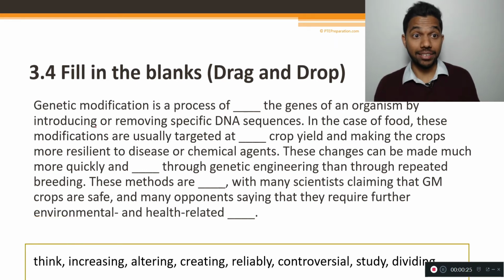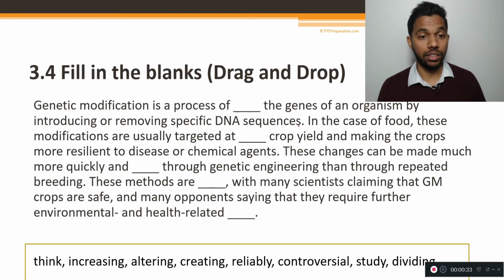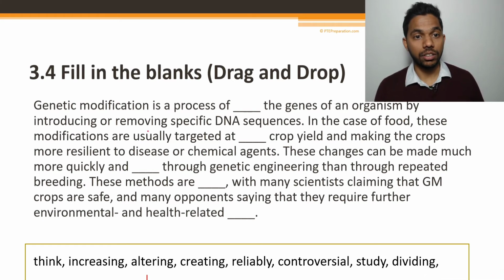So let's go through the passage. Gene modification is a process of blank the genes in an organism by introducing or removing specific DNA sequences. So my first guess would be the process of altering, because we're talking about modifying something. In the case of foods, these modifications are usually targeted at dash crop yield, increasing sounds appropriate, and making the crops more resilient to disease or chemical agents.